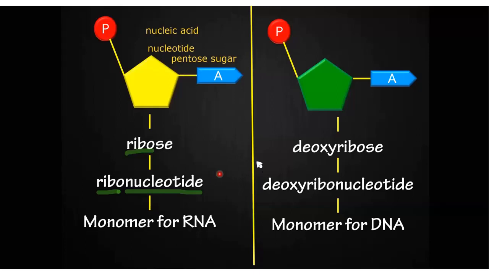Why I'm giving you this is that sometimes in the exam they can ask you, what is the difference between DNA and RNA? If you want to answer that question, the main difference is that the monomer for RNA is ribonucleotide, and the monomer for DNA is deoxyribonucleotide. One of the main differences is the basic monomer.